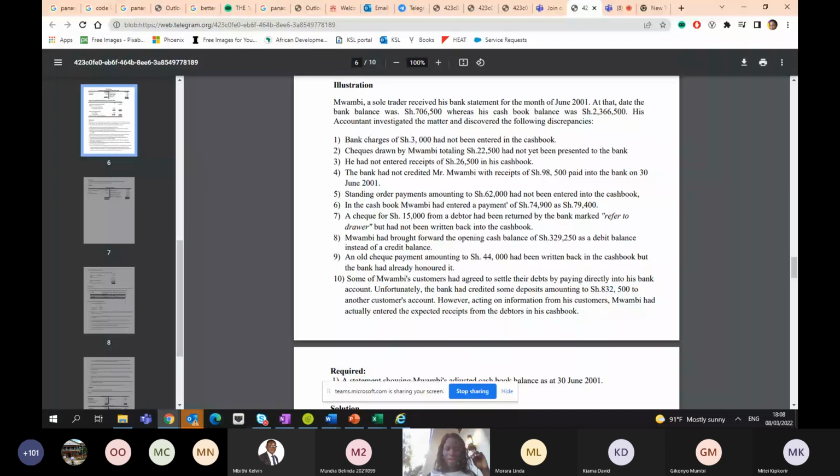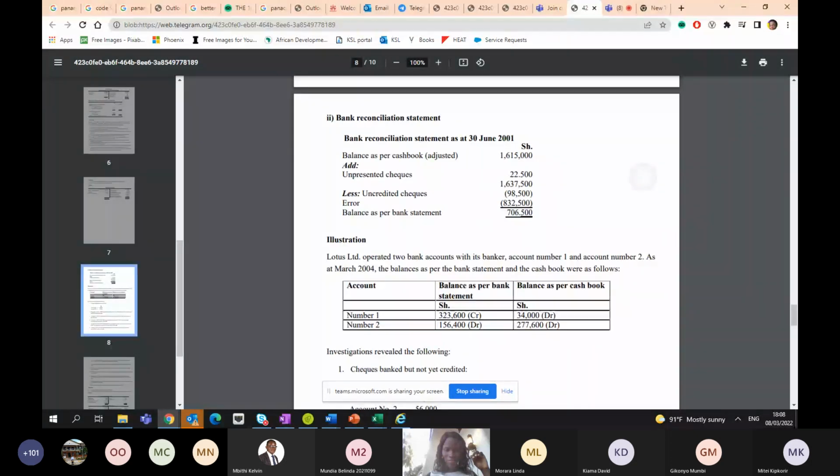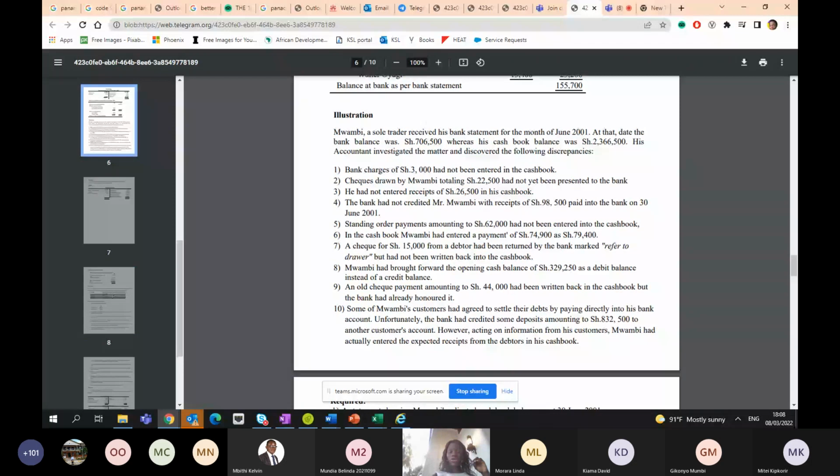number, okay, I'll find it just now. I wasn't marking them. Let me go back to this and I'll find it. So we also have 98 and 22. Okay, I can find them. So the bank had not credited, so that would be uncredited. Then we also had the 22 that hadn't yet been presented to the bank.